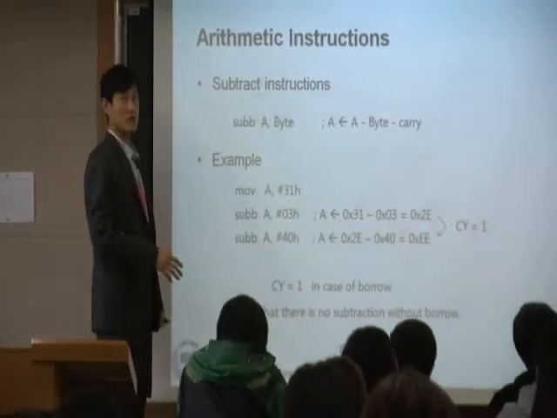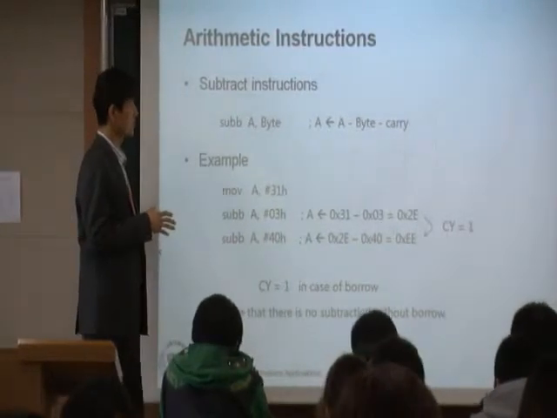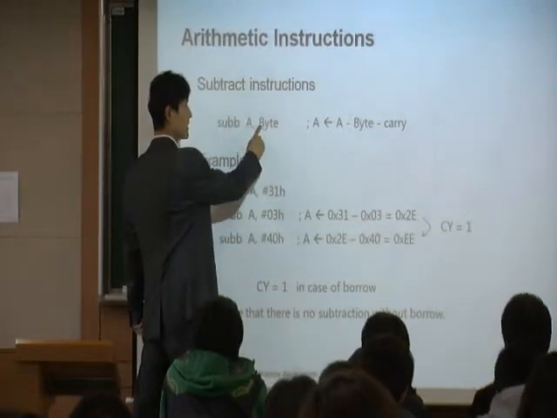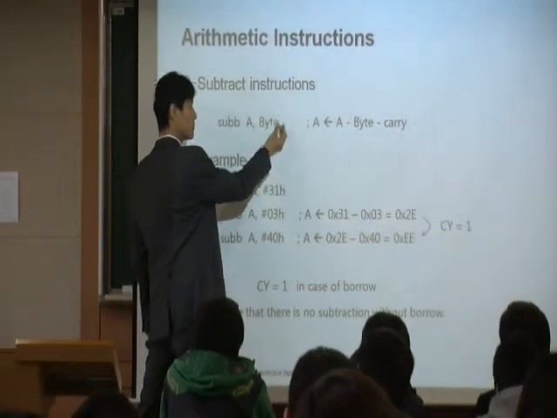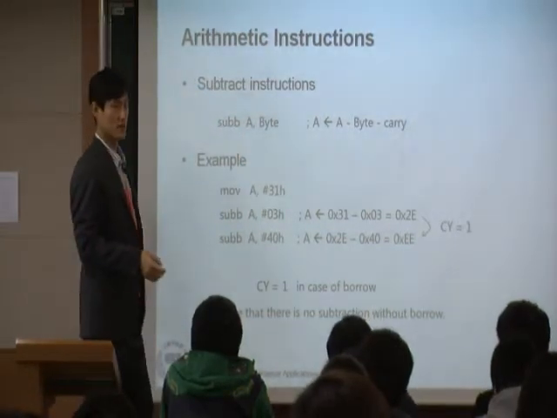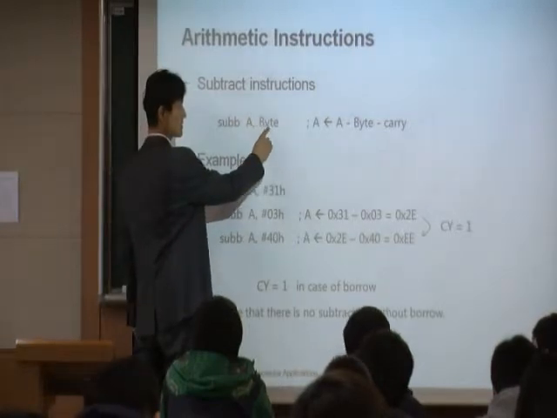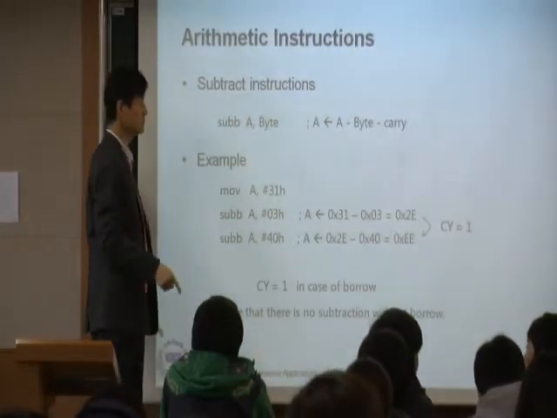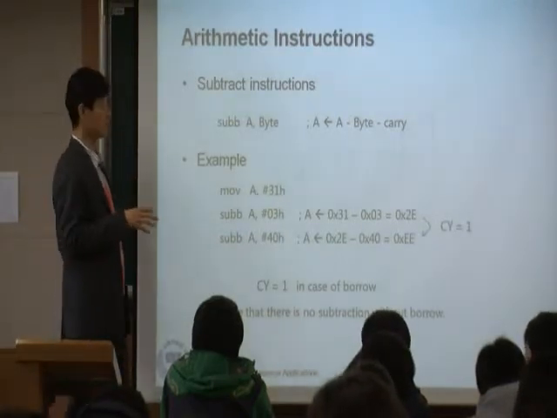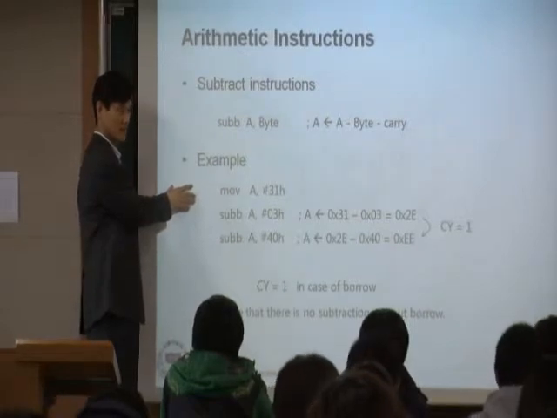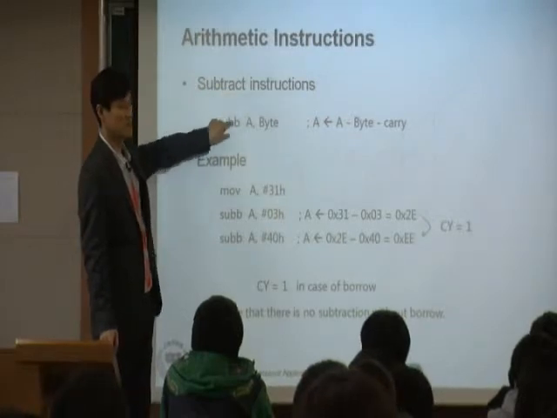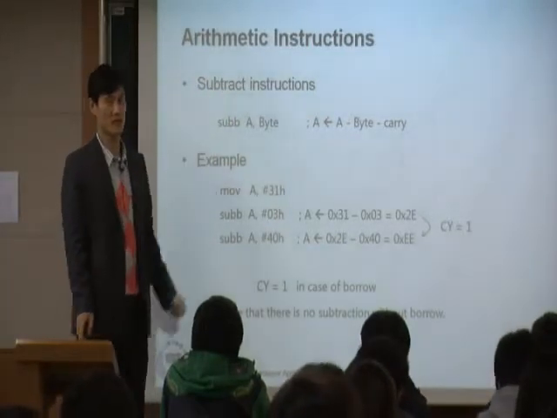Let's look at the subtract instruction. We have a subtract instruction. Subtraction is like A minus some value, and the result goes back to A. Similar to add, right? A minus something becomes A. In the case of the add instruction, you have ADD and ADDC. But in this case, subtract, you don't have that, just SUB and SUBB. Okay? We only have SUBB. Why?